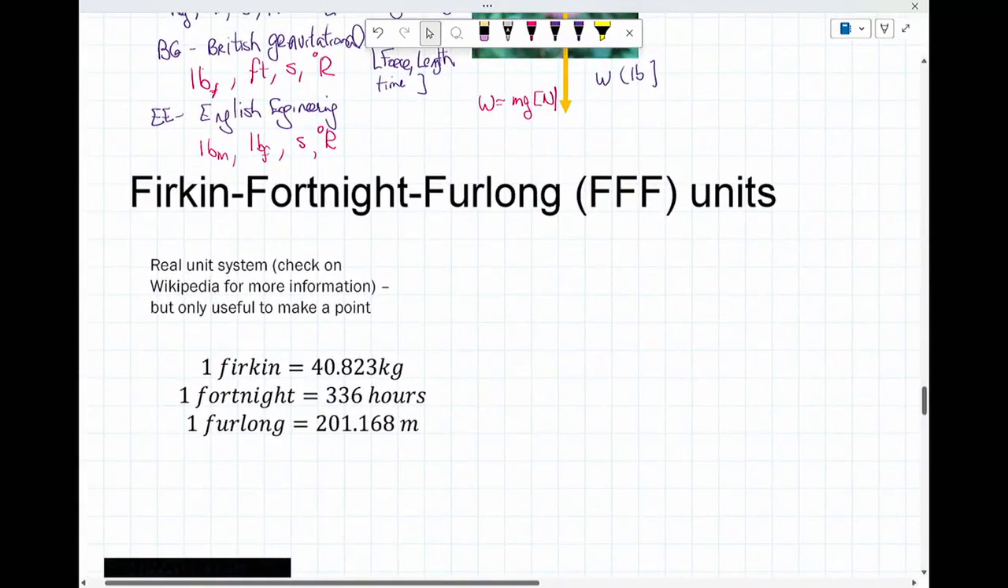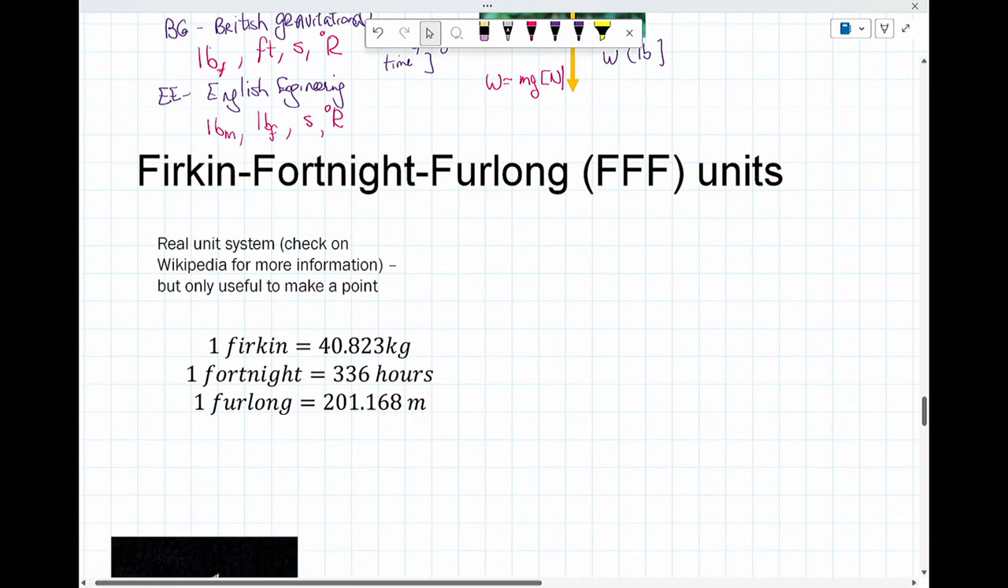Everyone said it's not right to use English units. Let's use a different system. This is real. This is the firkin-fortnight-furlong units, FFF. It's a real unit system, and if you want to check Wikipedia, go ahead. One firkin is 40.823 kilos. One fortnight is 2 weeks, so 336 hours. One furlong is 201.168 meters. I put it in meters because life is easier.